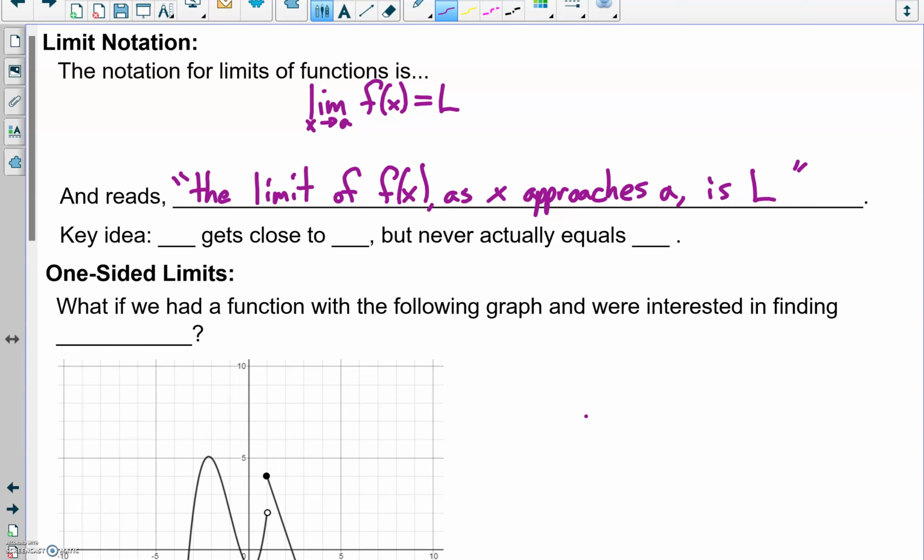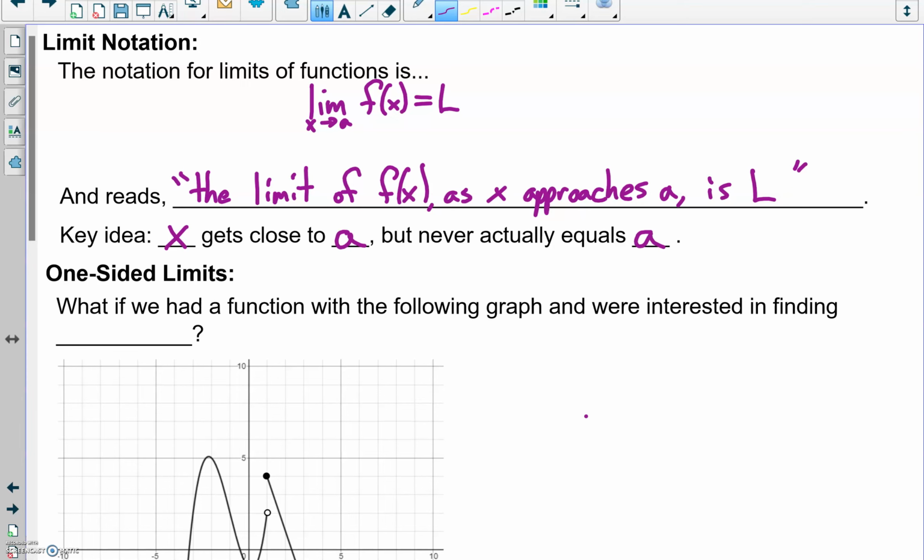Again, the limit of f of x as x approaches a is L. Sometimes you will hear me, or you may say that in a slightly different order. The limit as x approaches a of f of x is L, tomato, tomato. But the important thing is you're saying you're doing a limit. What is the x approaching? What is the function? What is the value? All those things are in there. And again, the key idea is that x gets close to a, but never actually equals a.